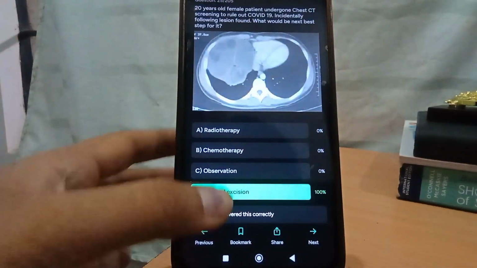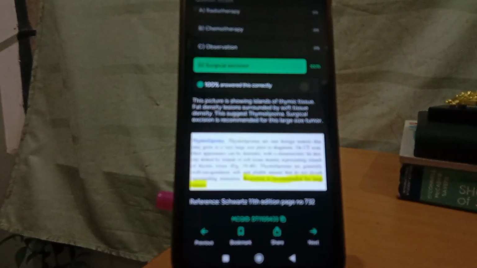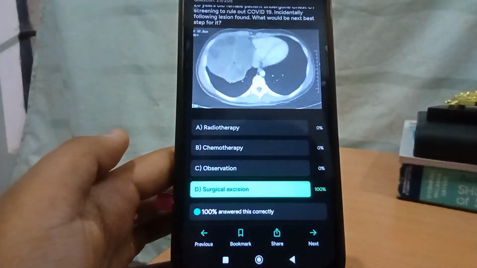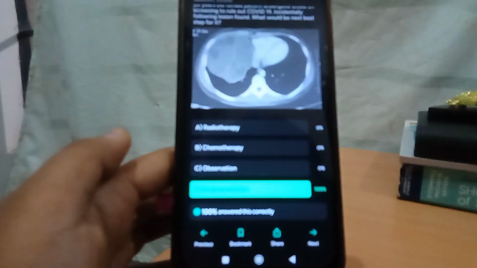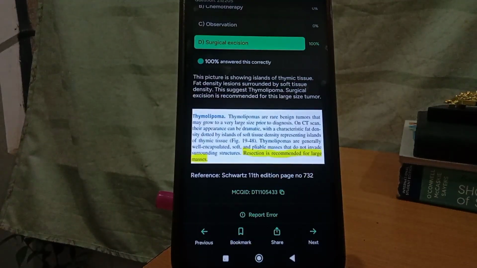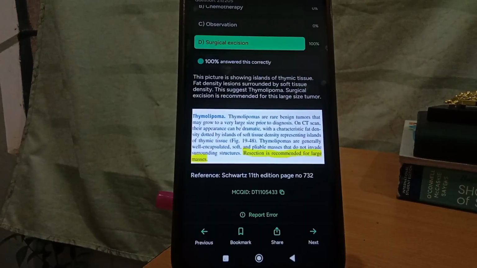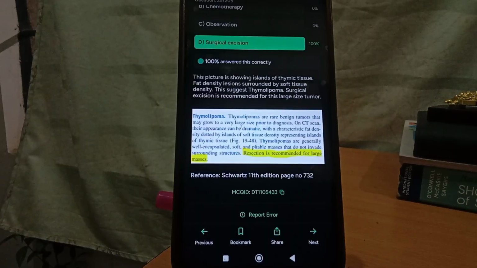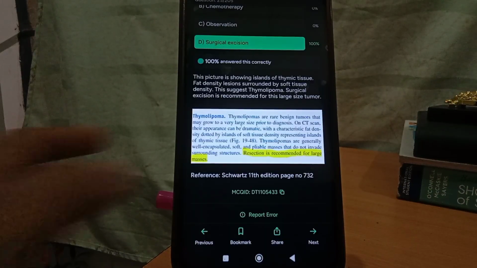So it contains some thymic tissue, and then fat density lesions surrounded by soft tissue. Thymolipomas are rare benign tumors that may grow to a very large size prior to diagnosis. On CT scan, their appearance can be dramatic, with a characteristic fat density spotted by islands of soft tissue density representing islands of thymic tissue. Thymolipomas are generally well encapsulated, soft, pliable masses that do not invade surrounding structures. Resection is recommended for large masses.